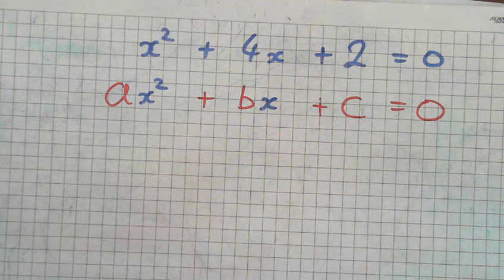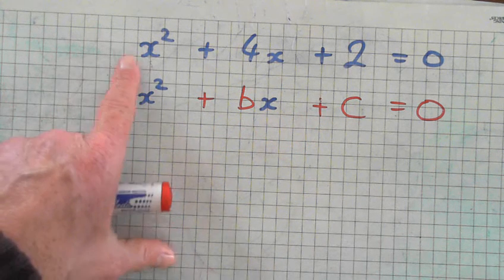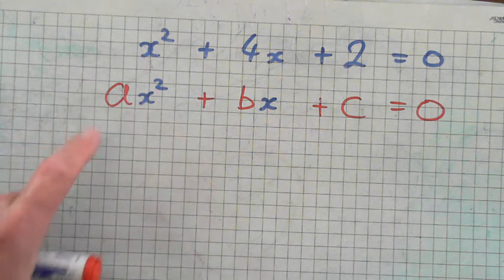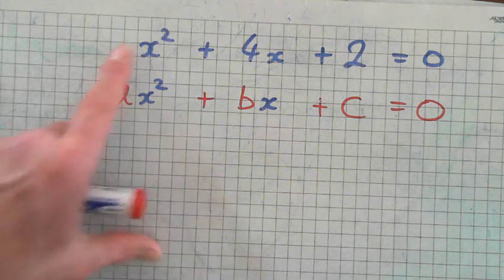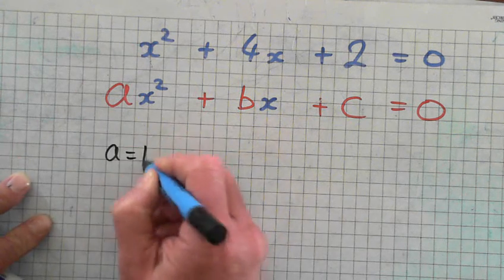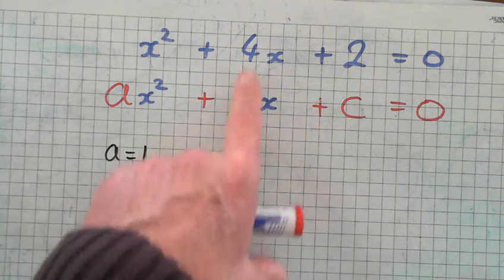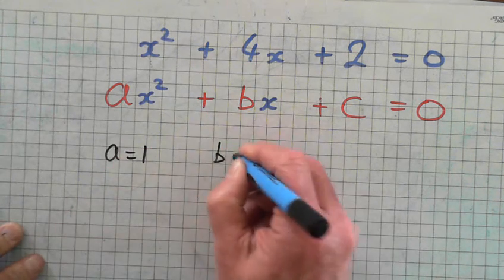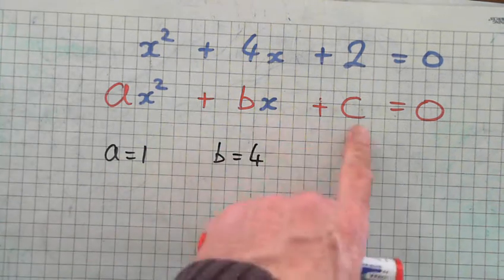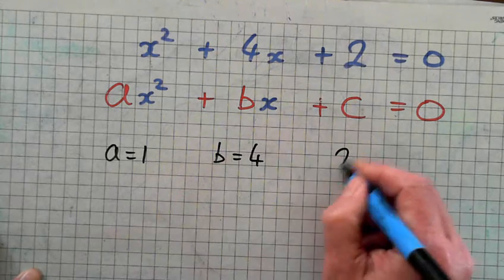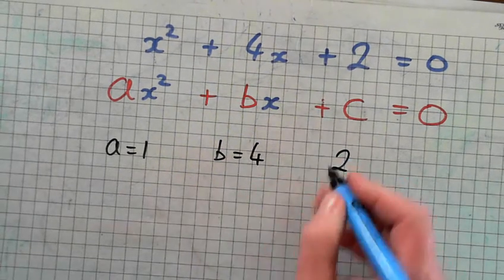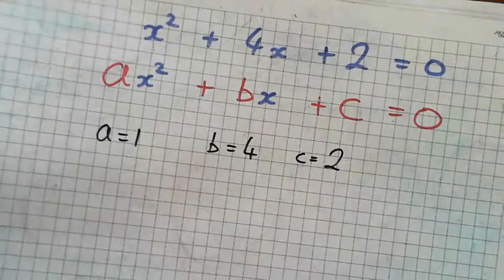How do we know what a is? A is the number in front of the x squared. What's the number in front of the x squared here? B is the number in front of the x. C is the number on its own. So A is 1, B is 4, C is 2.